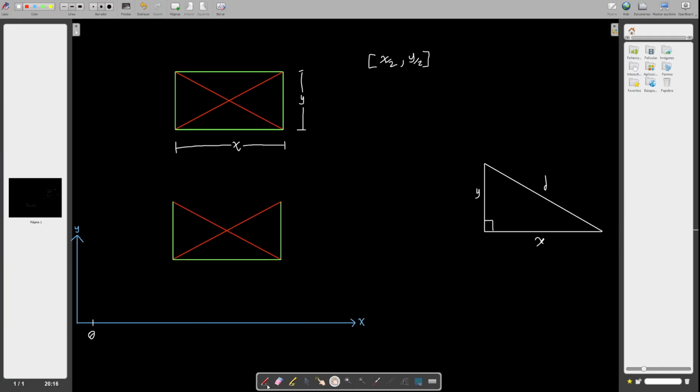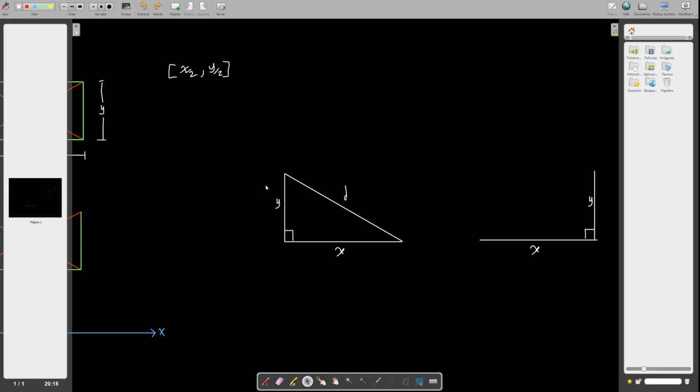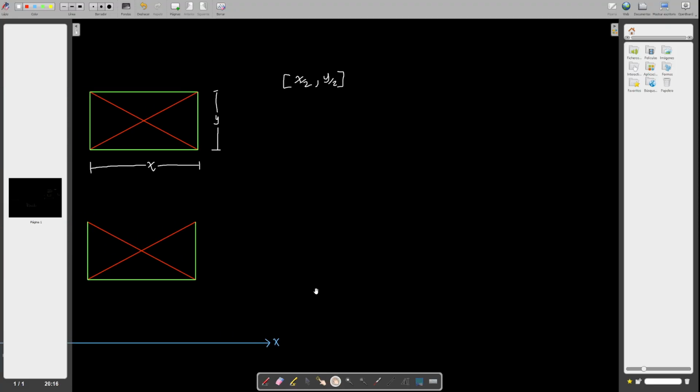So do they share that angle? Yes. They both have the same 90 degree angle. They also share this side and these side lengths. So that's it. That's the proof. It's just that it's not so evident.